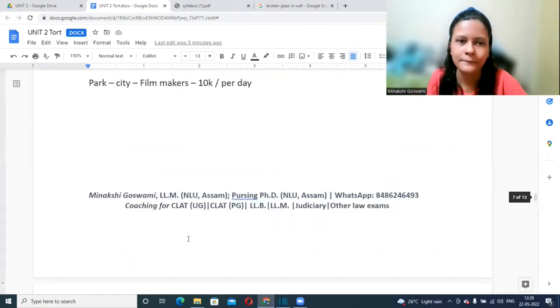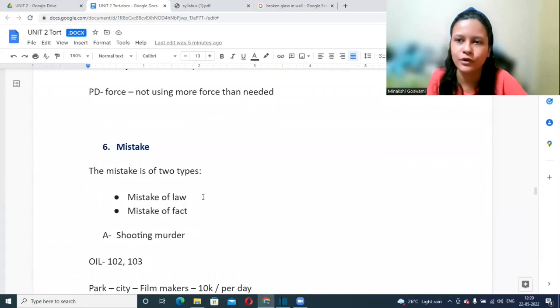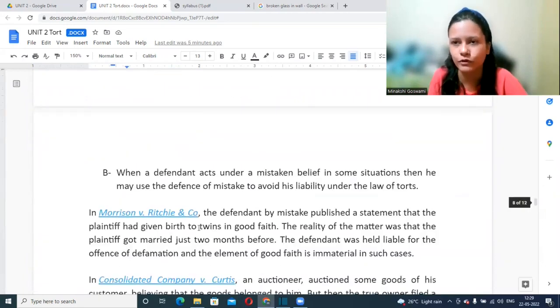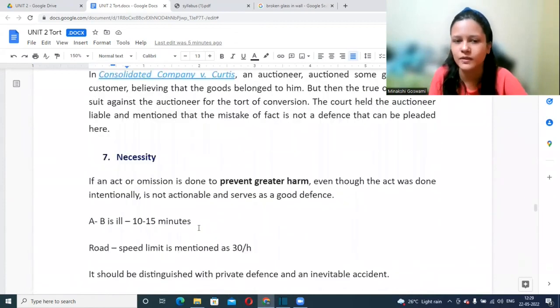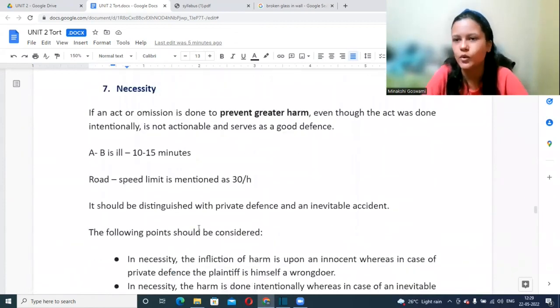Is it clear? Yes, ma'am. So mistake of law is not an excuse. Mistake of fact is an excuse. That too, we have to prove before court that yes, actually the situation was such that I had no other option but to believe this to be true.